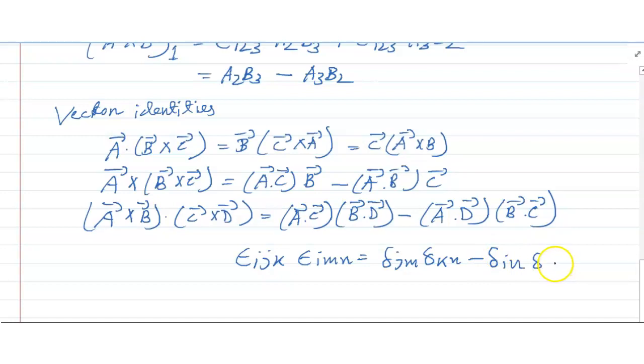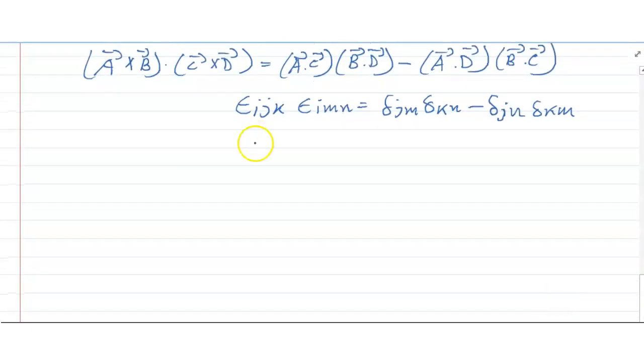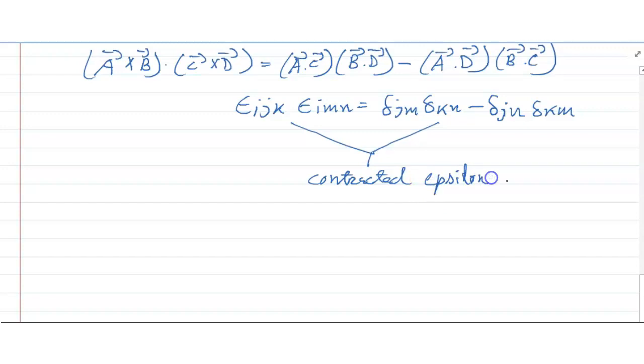minus del jn into del km. Sorry for this. This is del jm del kn minus del jn del km. And this summation over the contracted index gives this equation, called the contracted epsilon identity.